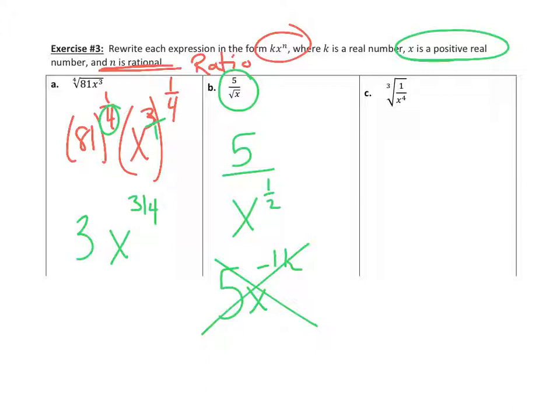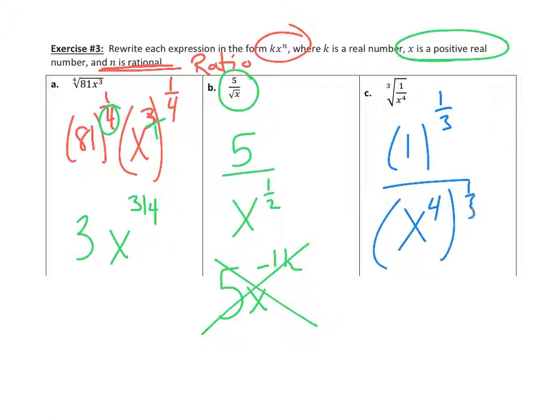Here I'm going to go the cubed root. So I'm going to say 1 to the 1/3 all over x to the 4th to the 1/3. Now 1 to any power is just 1, so I get 1 over x to the 4/3. And I'm just going to leave it like that. X is a positive root.